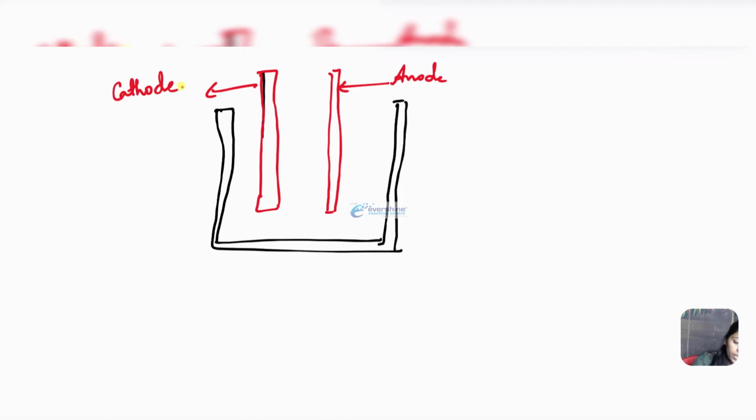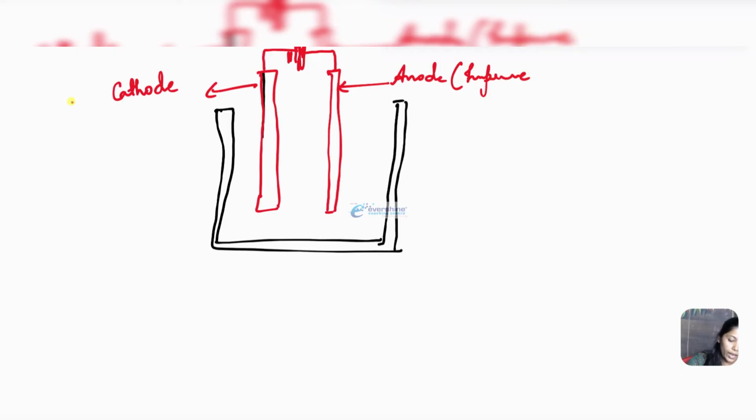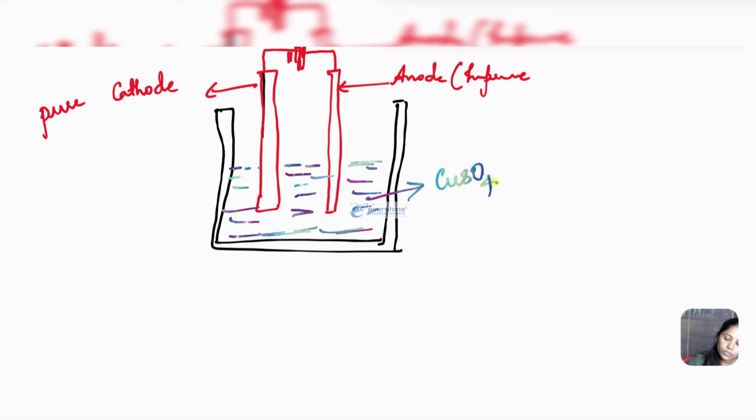The copper rod can be made the cathode by connecting to the positive terminal of the battery. Anode should be connected to the negative terminal of the battery. Sorry, positive terminal anode, negative terminal cathode. So here the anode is the impure copper rod and the cathode is the pure copper rod, and inside this we need to take copper sulfate solution, CuSO4, acidified copper sulfate solution.